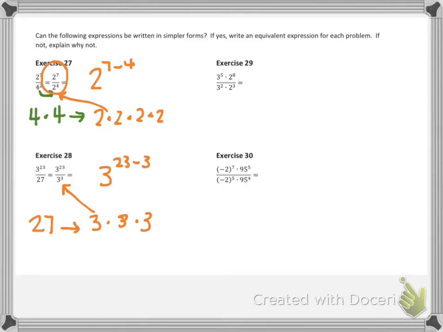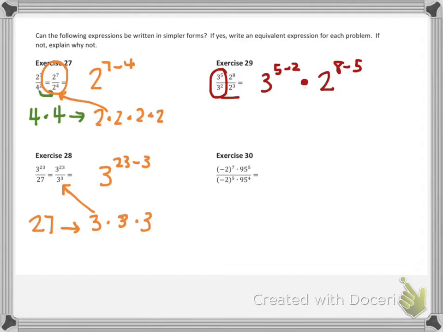Okay, 29. Let's see what we got going on over here. We've got a couple of bases. So I see 3s. See these 3 bases right here. I can do 3 to the 5 minus 2 times, and then I've got these 2 bases, so I can, right here, so I can go 2 to the 8 minus 5. 3 to the 5 minus 2 times 2 to the 8 minus 5.